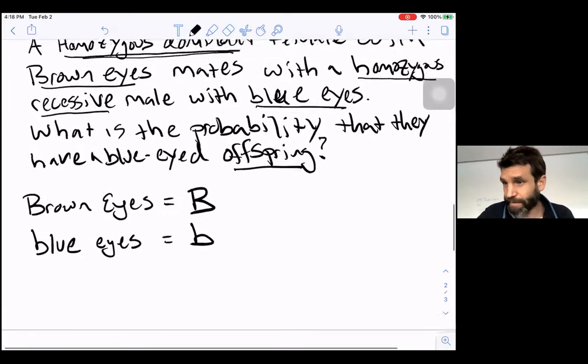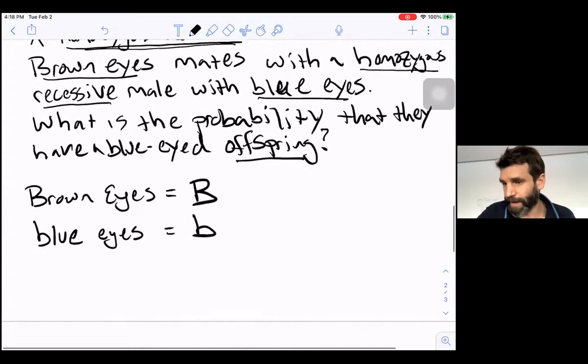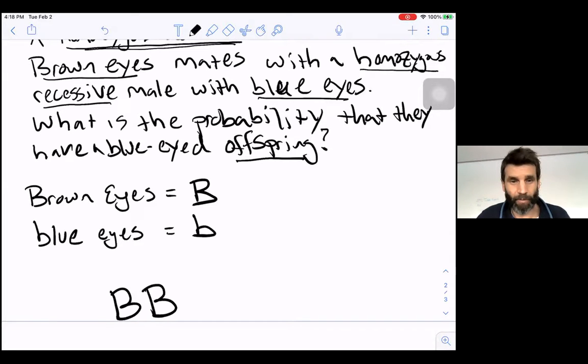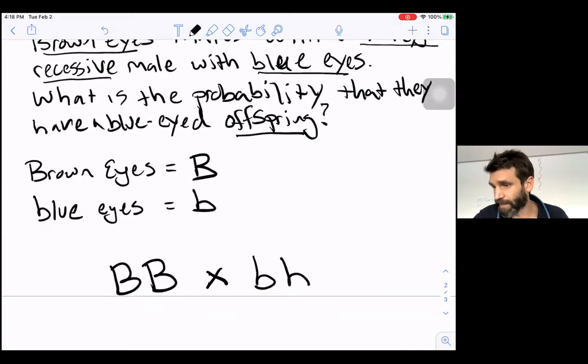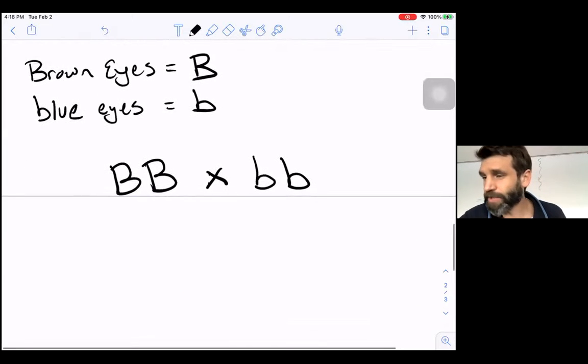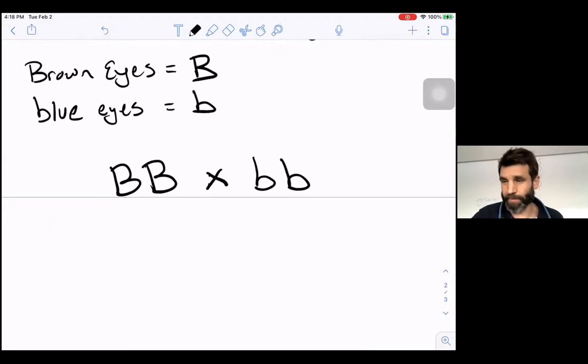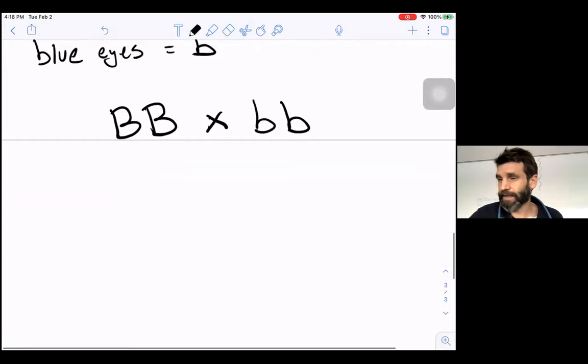So the female was homozygous dominant, so she had brown eyes, and crossed with a male that was homozygous recessive for blue eyes. And now what we're going to learn is how to determine what's going to happen with these offspring. And to do that, we use, and this is the mom here, and this is the dad here. It doesn't matter what order you put them in, but I just wanted to indicate that.